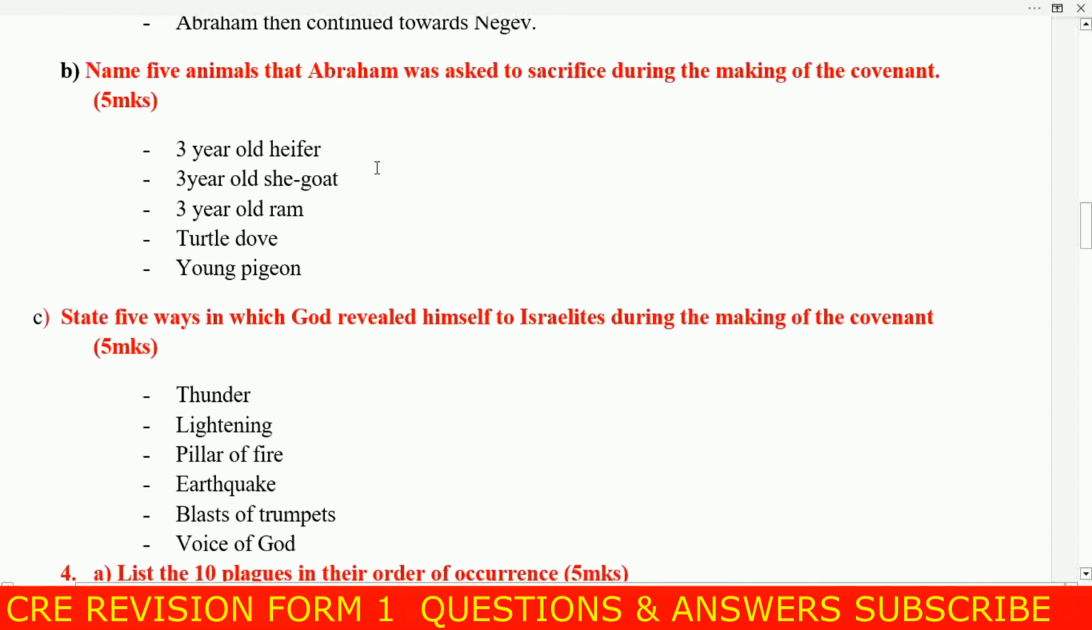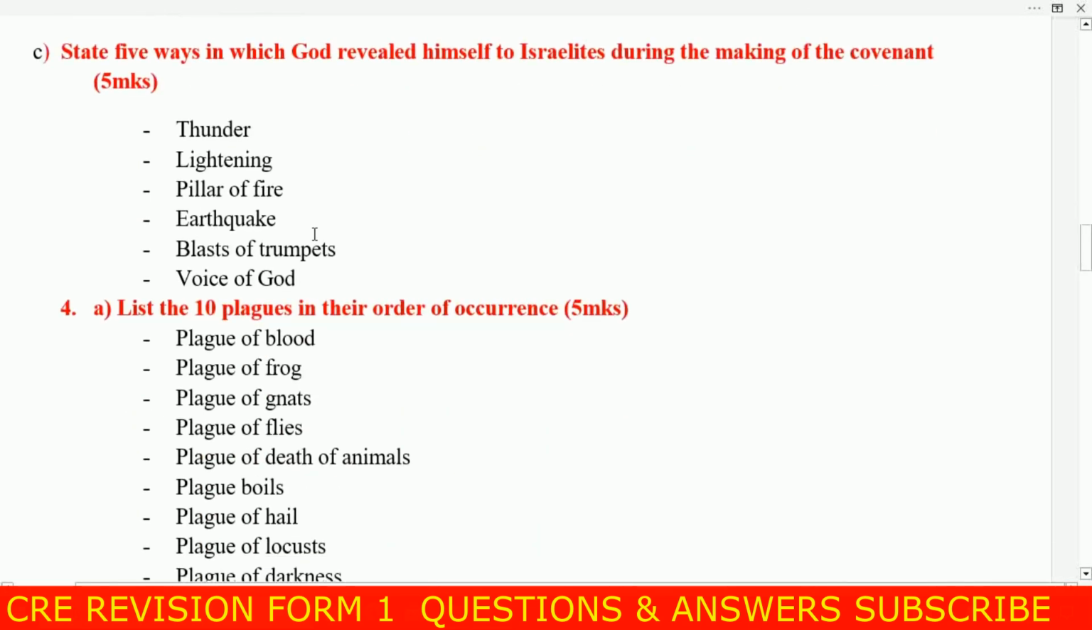Next, state 5 ways in which God revealed himself to the Israelites during the making of the covenant. How did God reveal himself during the time he was making the covenant with Israel? Number 1, thunder. Number 2, lightning. Number 3, pillar of fire. Number 4, earthquake. Number 5, blast of trumpets. And then the last one, the voice of God.